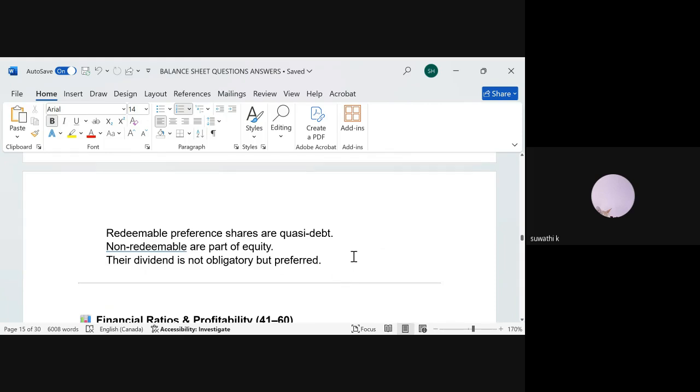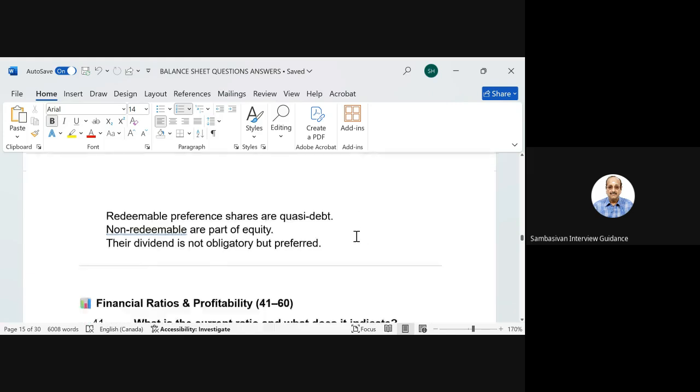Their dividend is not obligatory but preferred. That is, it is not a must we have to pay dividend, but when the dividend is declared, first it will be declared for preference shareholders.